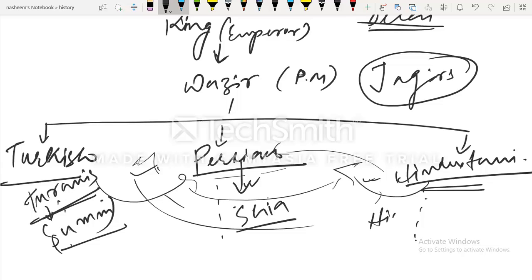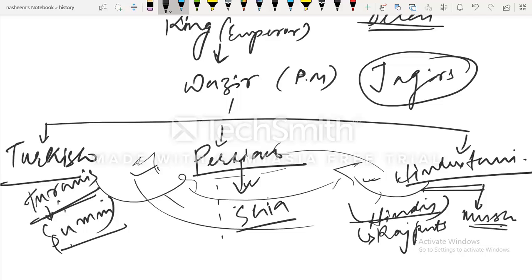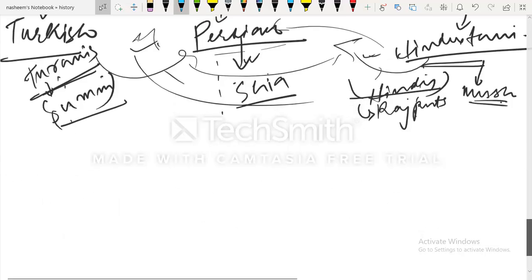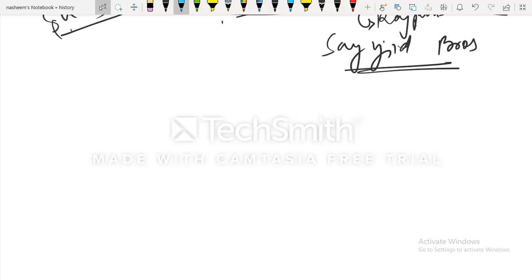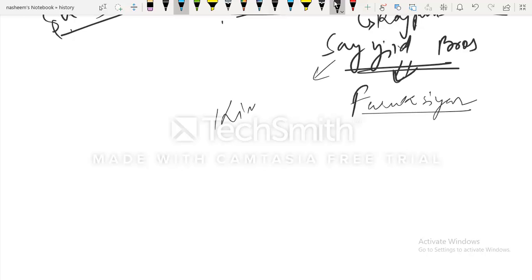Hindustanis had Hindus, the Rajputs, and then they had the Muslims, the local Muslims. They were the kingmakers, the Sayyid brothers. The Sayyid brothers were kingmakers. They were involved with Farrukhsiyar. So they were the kingmakers.